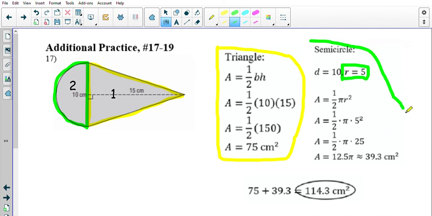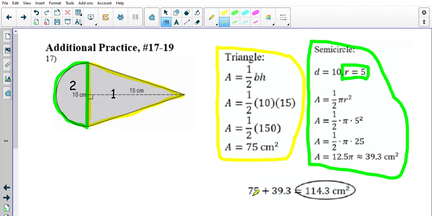And again, all this work here is from our semicircle. Don't forget the 1/2 since it's only a half circle. So add your 75 from your triangle to your 39.3 from your semicircle, and you're going to get a total area of about 114.3 centimeters squared.